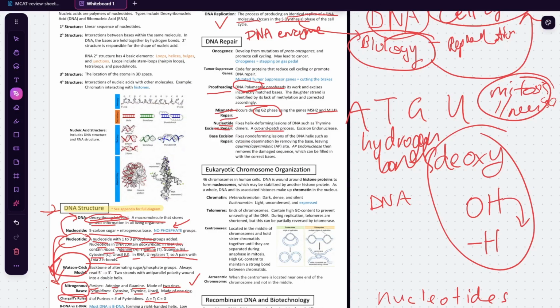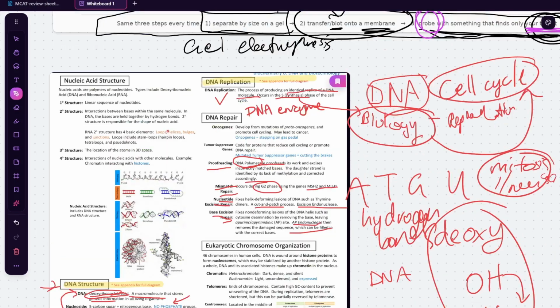The excision endonuclease is the enzyme that does the cutting and patching, or nucleotide excision repair, in other words. And base excision repair targets damage that doesn't obviously bend the helix, but instead targets different types of lesions. They can be called non-deforming lesions, in other words, and AP endonuclease is the enzyme that does this. It removes the damaged base, leaving an empty spot, and then the gap is filled in correctly. So that's what endonuclease is doing there. So these are ways your DNA gets repaired.